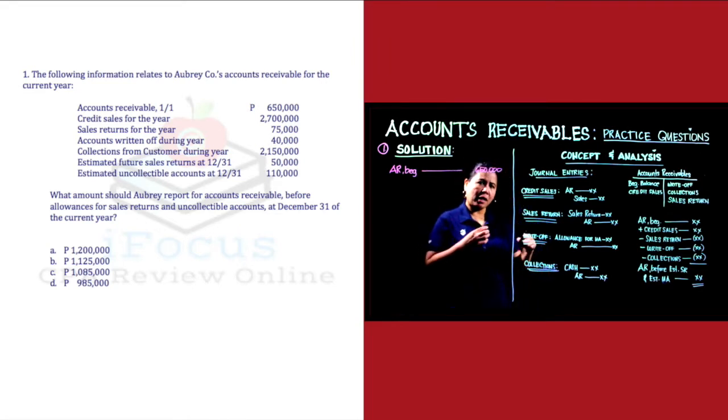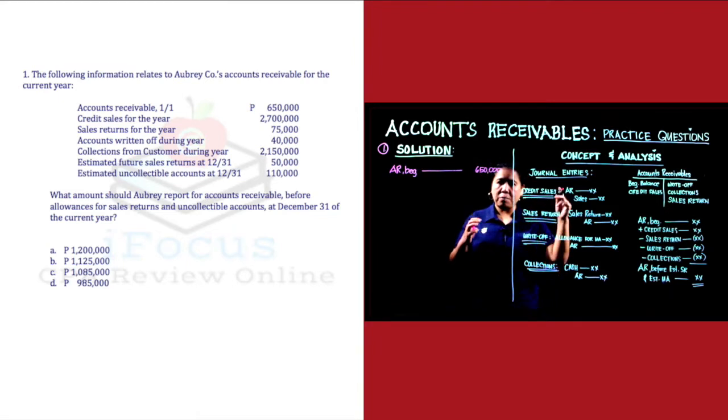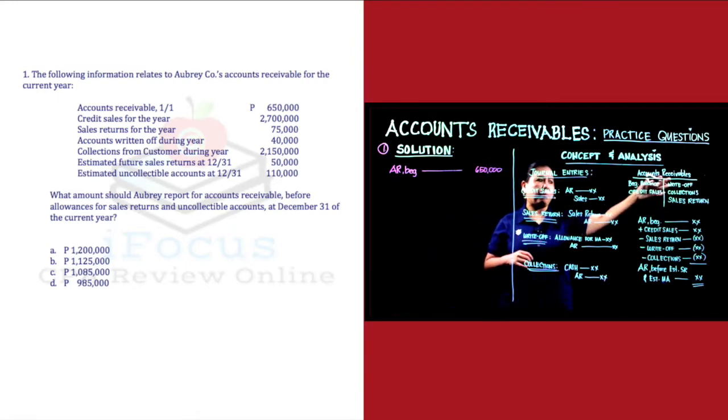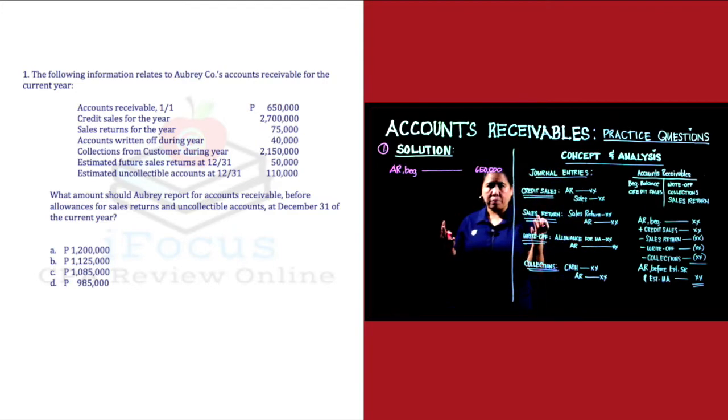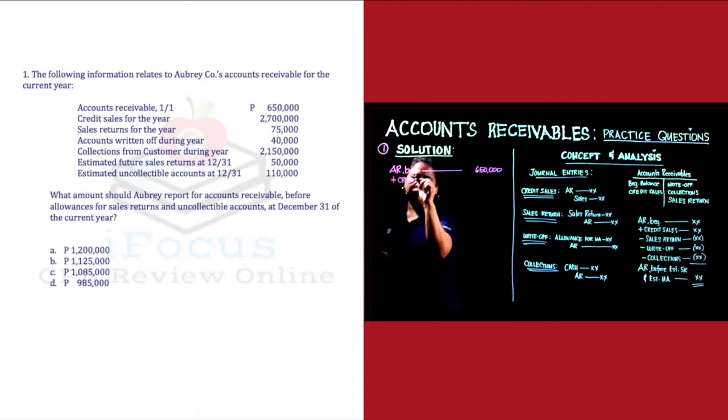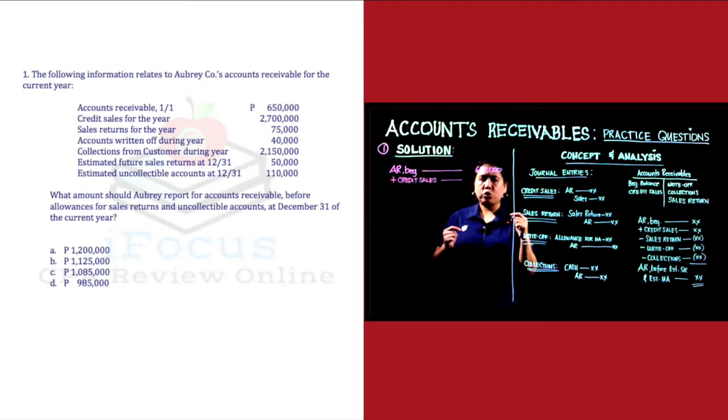Alright, second item is the credit sales for the year. So, sa credit sales, ang entry natin is debit to accounts receivable and credit to sales. Alright? Ang effect niyan sa ating accounts receivable ay additions. So, when you debit an accounts receivable, nag-a-add ka sa accounts receivable na yan. So, we add credit sales amounting to 2,700,000.